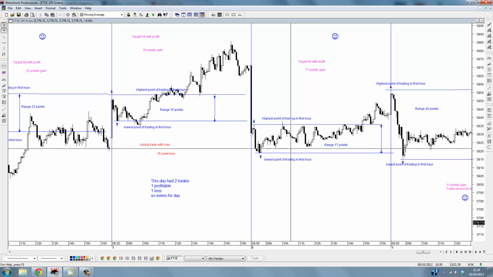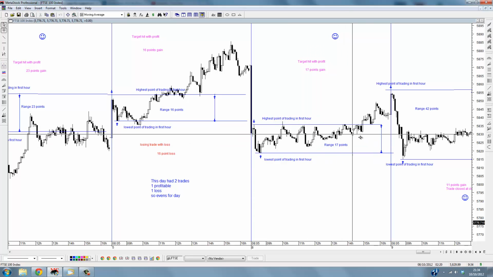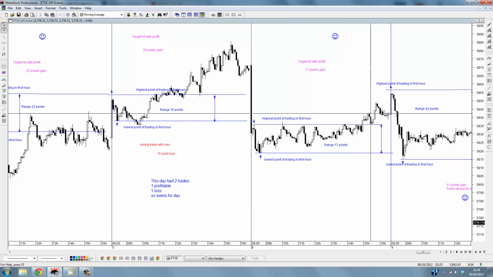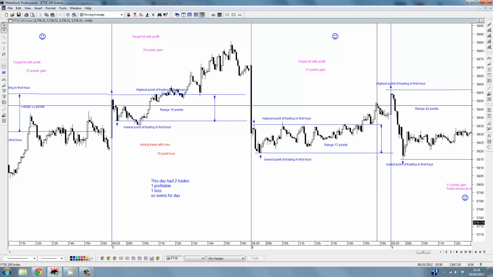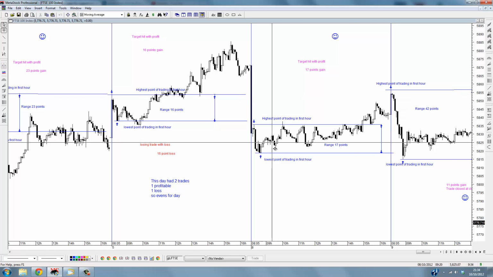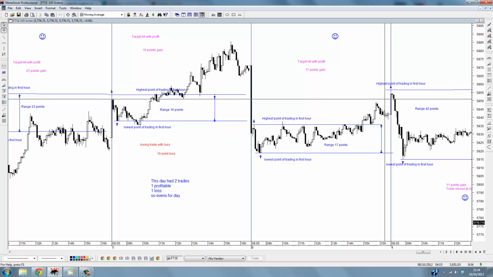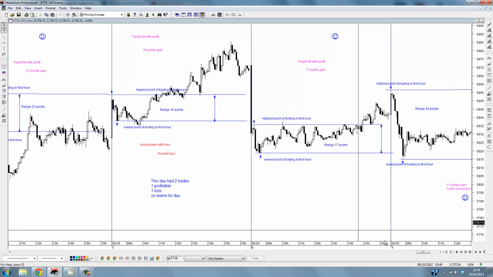The stop is always at the distance of the range. For the rest of the day, you're still in the trade, and it finally decides to break out, come back and test it, and it broke out and finished the day on a high. This range here is 17 points. You got your 17 points on this day as well. You win.